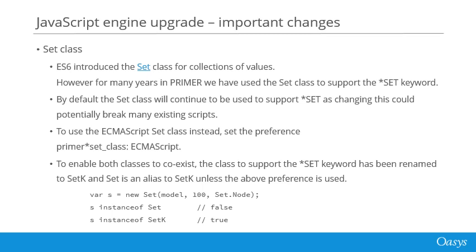However, to allow the ES6 set class and the *set keyword class to coexist, the class that we have to support the *set keyword has been renamed to setK. Set is now an alias to setK unless the preference is set above. This means that if you look at what type of a class a *set keyword is, using instanceof, it will return setK, not set. But everything should work as you expect.